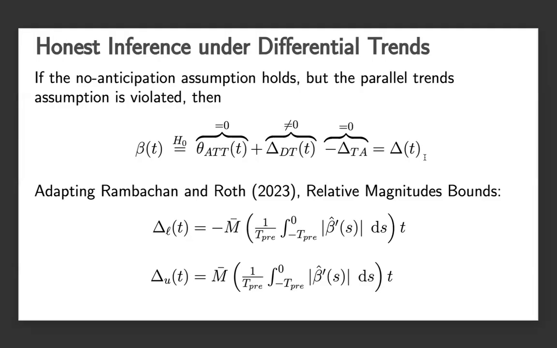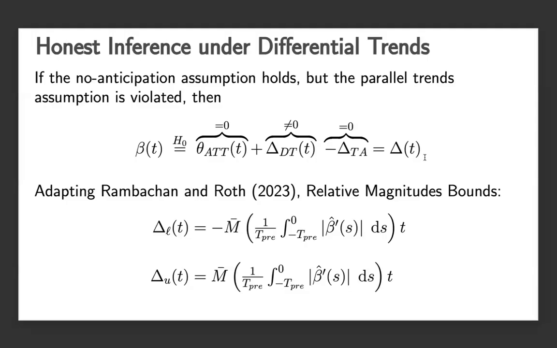As we know before, for the pre-treatment period, theta ATT is equal to 0. And delta TA is assumed to be 0 here because we have the no anticipation assumption. So that means for pre-treatment periods, beta t is equal to delta DT. So we could use the DID parameter at pre-treatment periods for the computation of the delta DT at the post-treatment periods, right? This is how we get a range of bounds for delta DT at the post-treatment periods. We use information of the DID parameter from the pre-treatment periods to construct a bound for delta DT here.